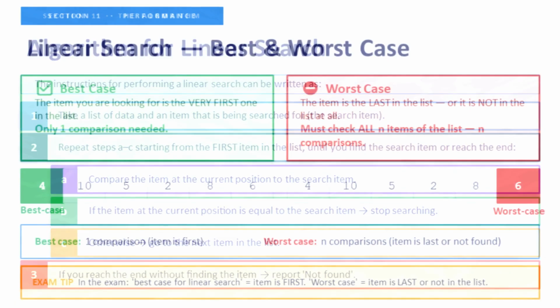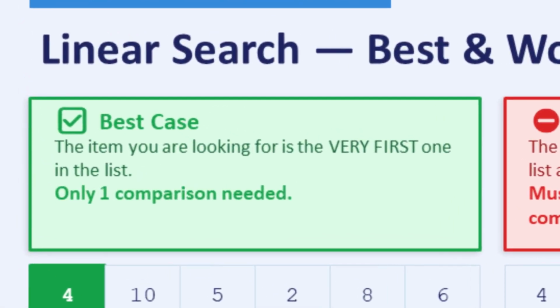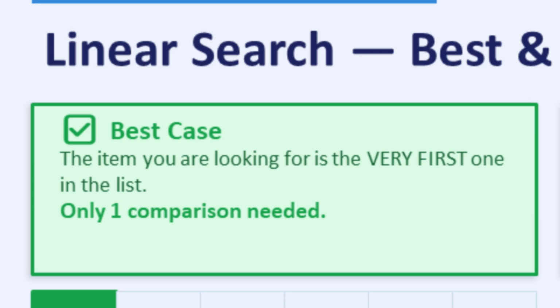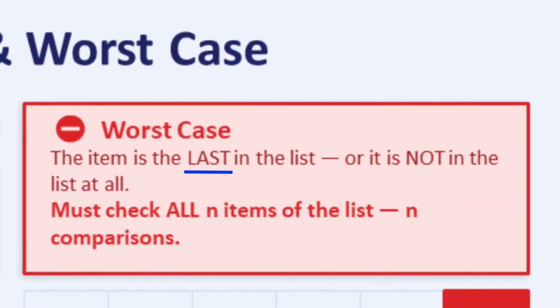Now let's talk about performance, best case and worst case. The best case for linear search is when the item you are looking for is the very first one in the list. You check index 0, it matches, done. Only one comparison needed. The worst case is when the item is the very last one in the list or when the item is not in the list at all.